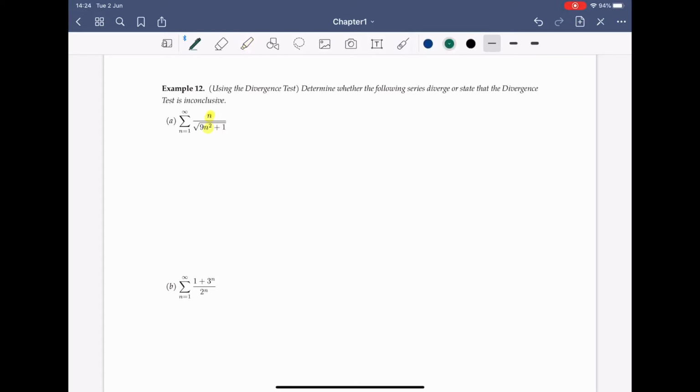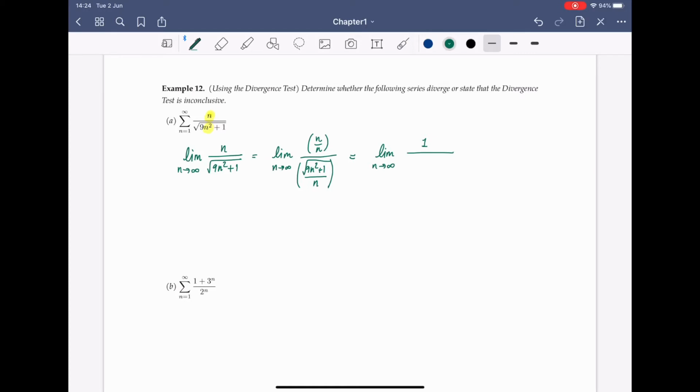So we're going to compute the limit of n over square root of 9n squared plus 1. This is the limit of n over n on top, and on the bottom square root of 9n squared plus 1 over n. So I divided everything by n, on the top and the bottom. Now I have the limit as n goes to infinity.